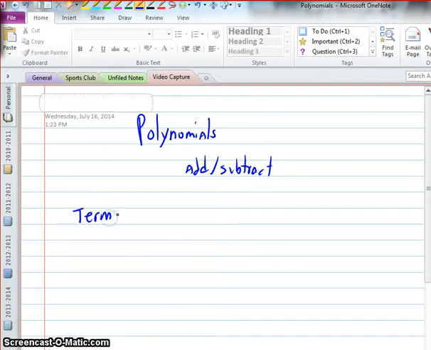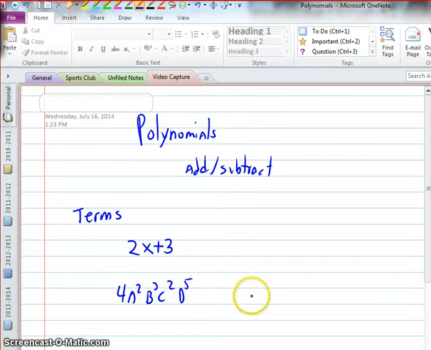First thing is a term. Terms are separated by plus and minus signs. So for example, if you saw 2x plus 3, you would say that's two different terms, as opposed to if you had 4a squared, b cubed, c squared, d to the fifth, and so on, that's still just one term. So the difference is, are they separated by plus and minus signs?